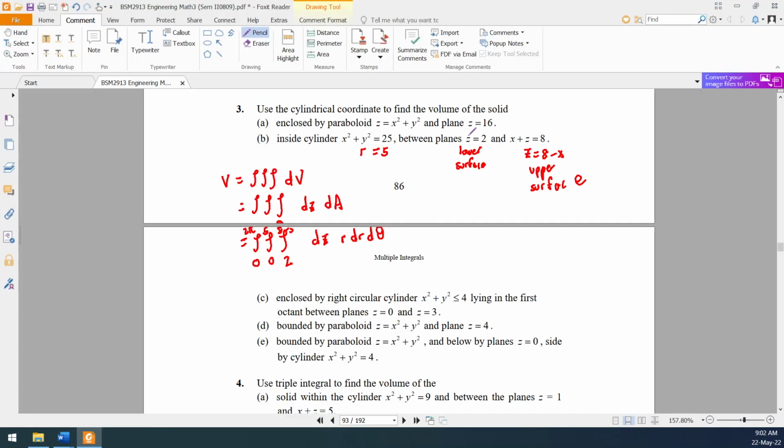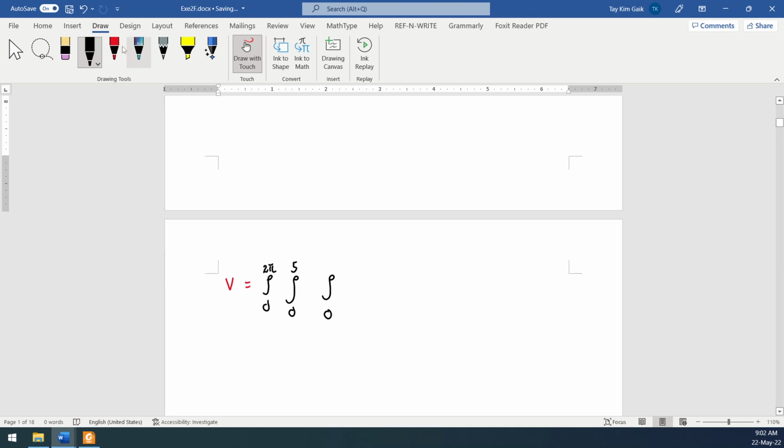Okay, this is z equal to 2 to z equal to 8 minus x. So dz r dr d theta. So you have the polar coordinate in 3 dimensions. This is so-called cylindrical coordinate, used in solving triple integrals.